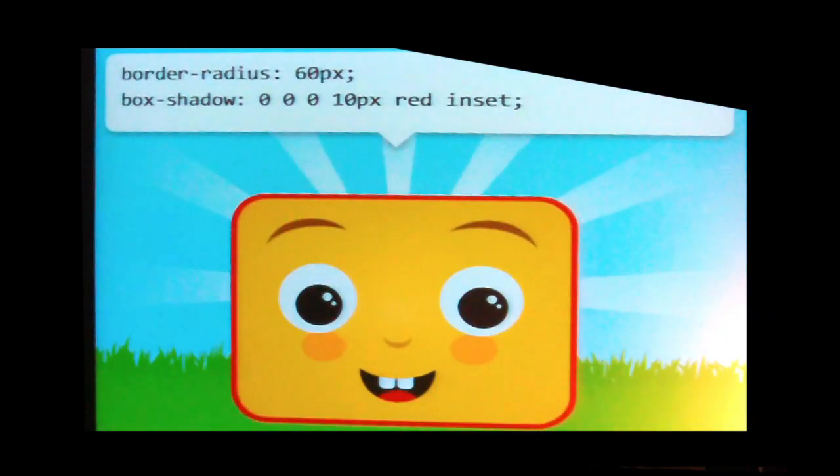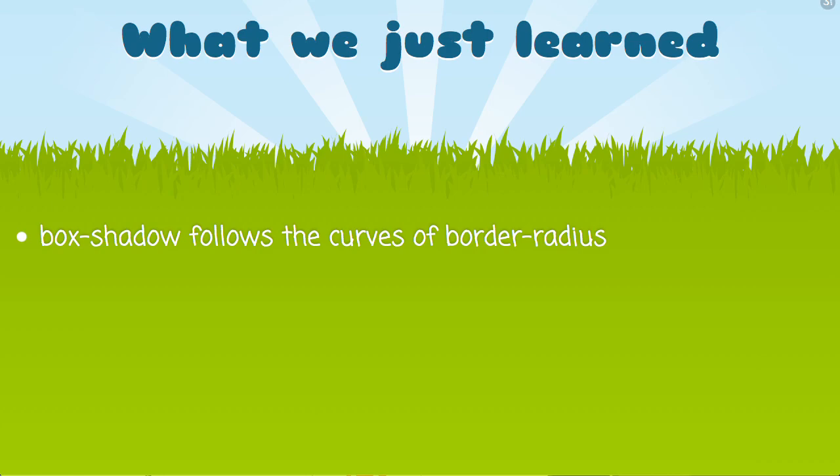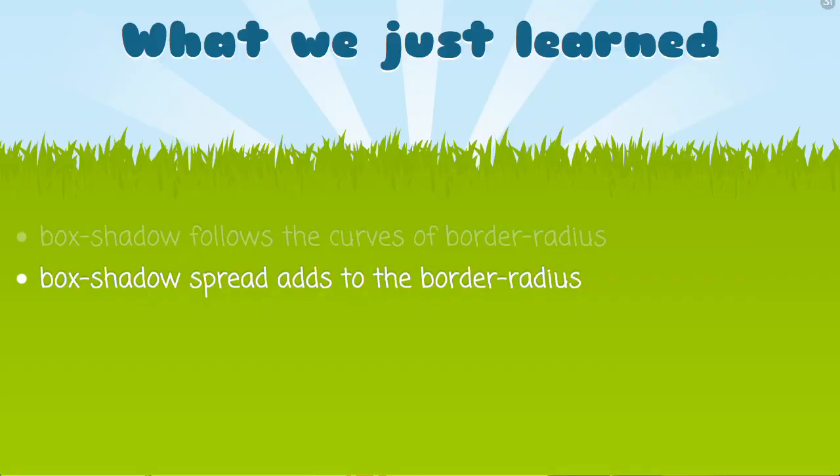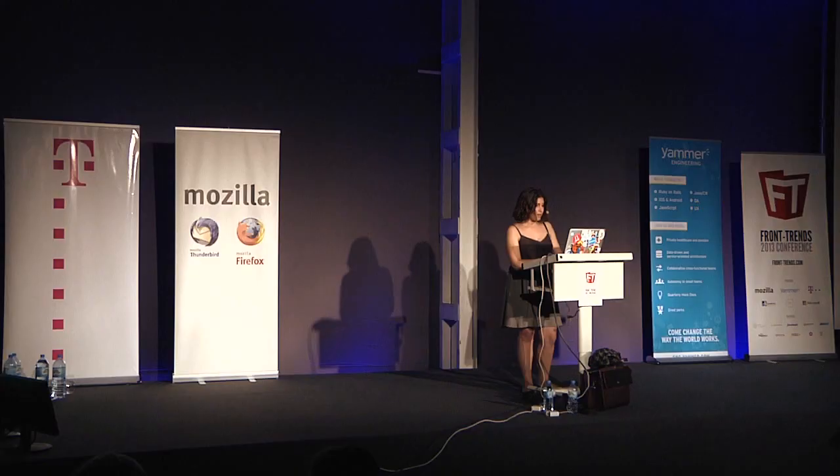And you can even make them inset if you want them to be designed in the inside of the element instead of the outside. So what we just learned again, box shadow does follow the curves of border radius. Box shadow spread adds to the border radius, or removes if it's negative.